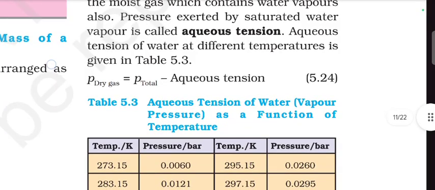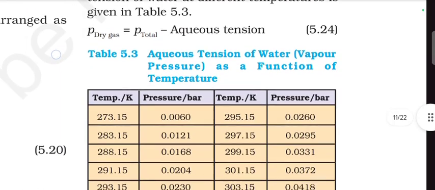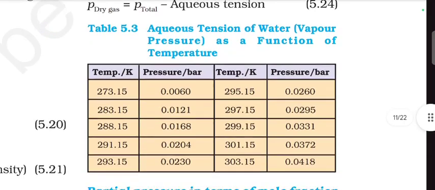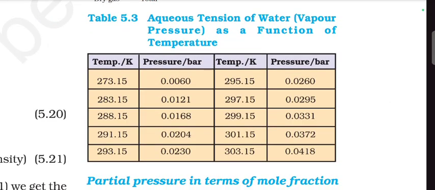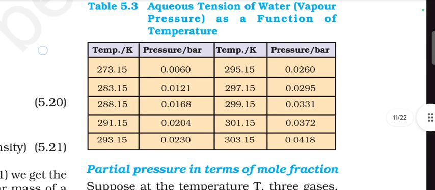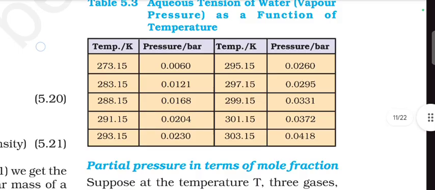P dry gas is equal to P total minus aqueous tension. Table 5.3: Aqueous tension of water vapor pressure as a function of temperature. Temperature 273.15, pressure 0.0060; temperature 295.15, pressure 0.0260; temperature 283.15, pressure 0.0121; temperature 297.15, pressure 0.0295.